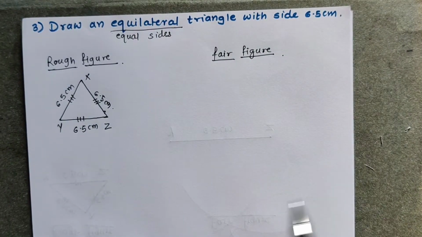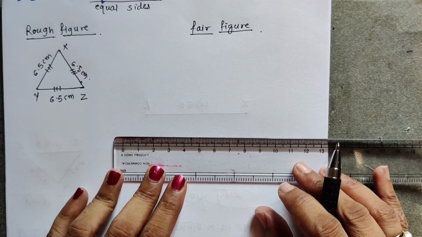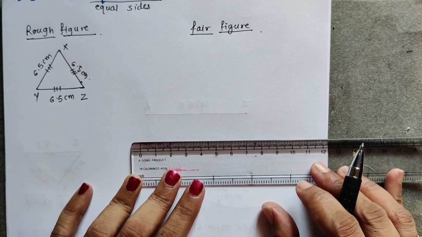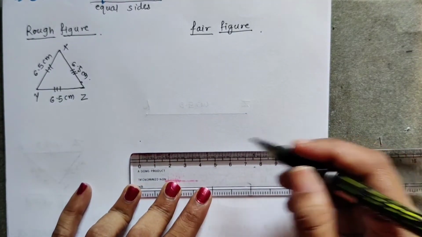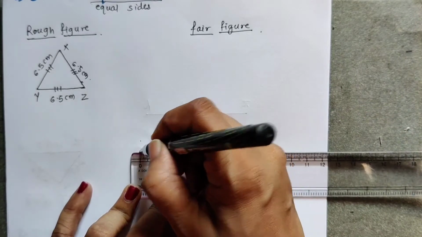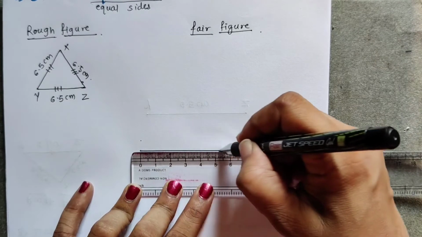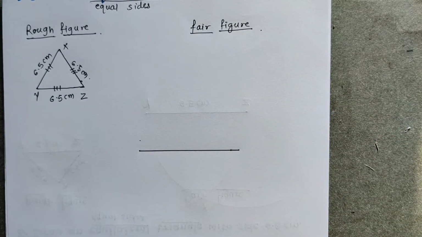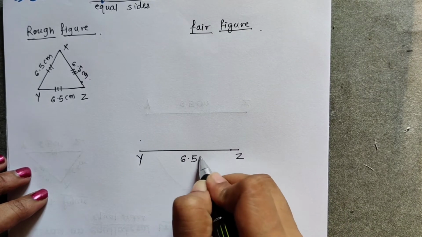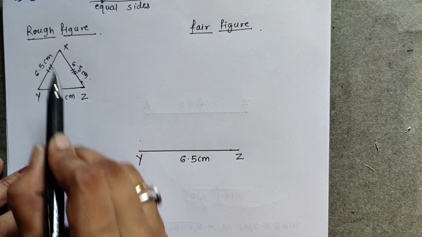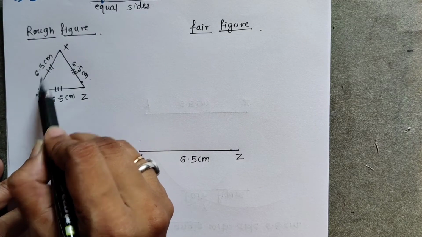So in the fair figure we are going to draw our base side first. Base side is of 6.5 centimeter of length. Let me take it properly. One point at 0, another point at 6.5. So in this way we have to draw the segment of 6.5 centimeter of length, which is YZ 6.5. Now this point X is at 6.5 from Z and it is at 6.5 centimeter from Y also.